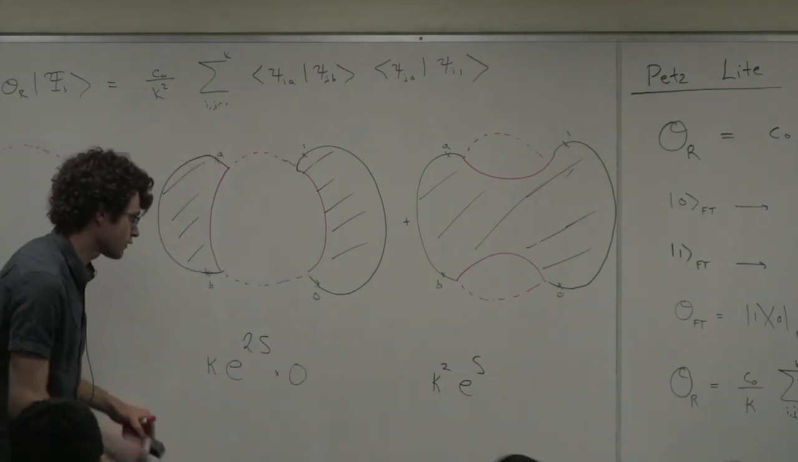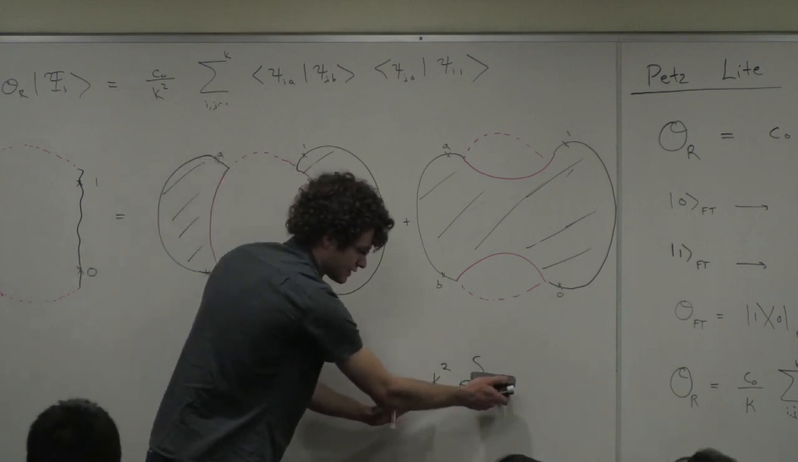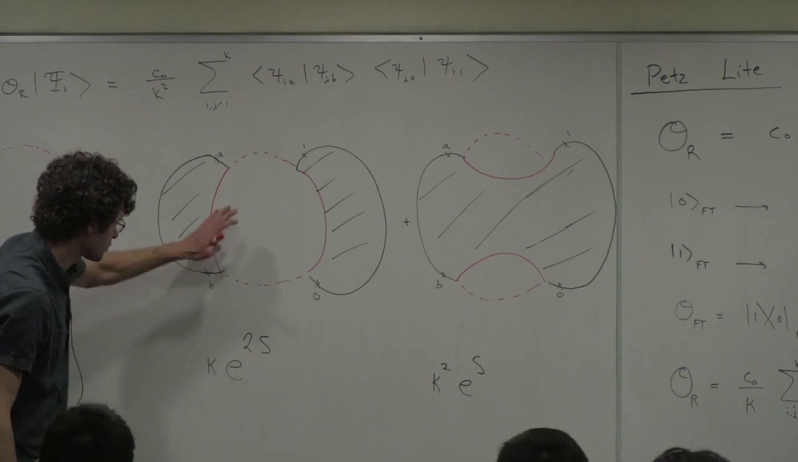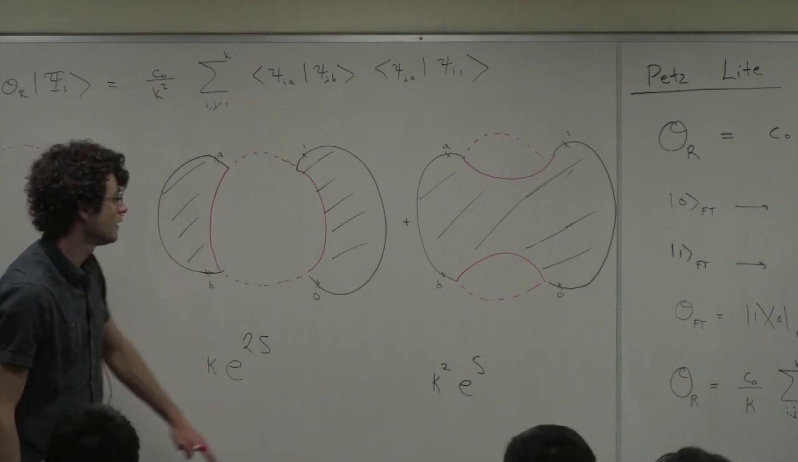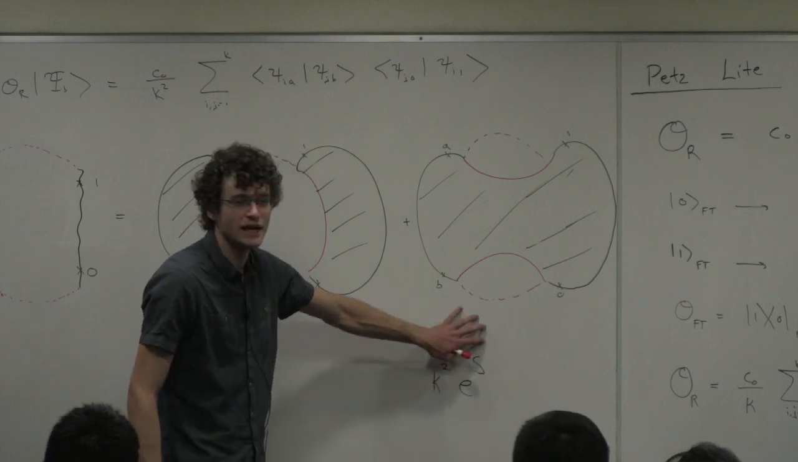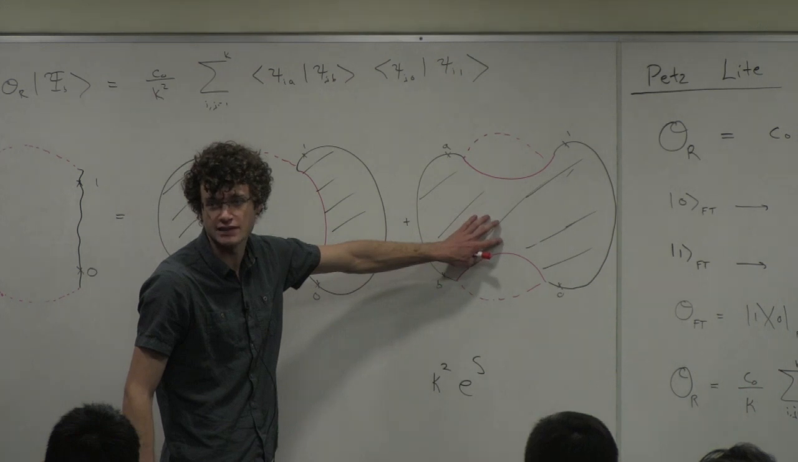But let's forget for a moment the field theory computation that gave us 0 over here and that will give us something that we'll discuss in a moment over here. This geometry is proportional, this answer is proportional to k times e to the 2s. This one's proportional to k squared e to the s. So this one will win if k is extremely large. This geometry will dominate if k is extremely large.